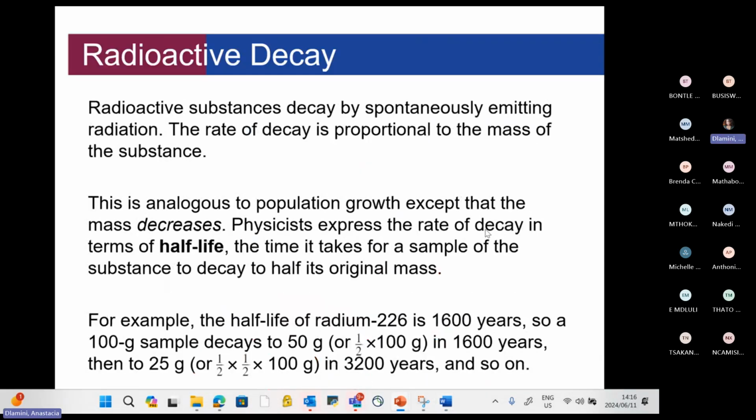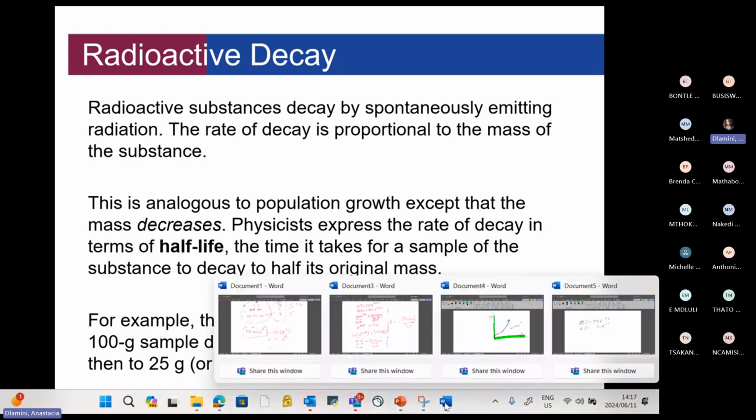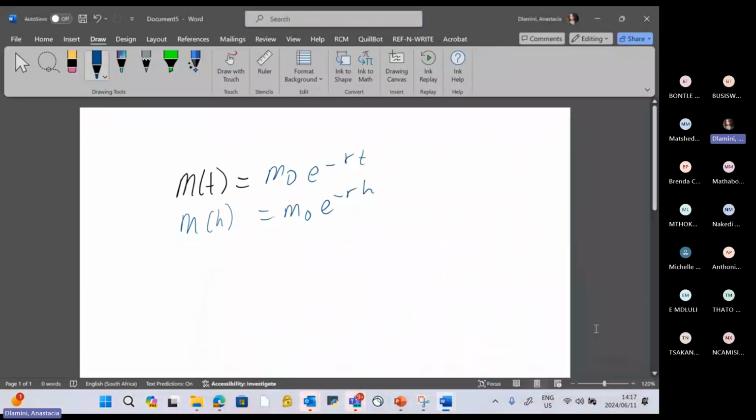And based on what we have learned here, let's go back. They say, for example, the half-life of radium is 1,600. So if the mass at that time is a 100 gram sample, it decays to 50 grams, meaning the current mass will be divided by 2, or times by half. So for us to find h, we use the fact that after substituting the half-life, the mass will be m0 over 2, or 1 over 2 times m0, which is equal to m0 e^(-rh). Are we together there?